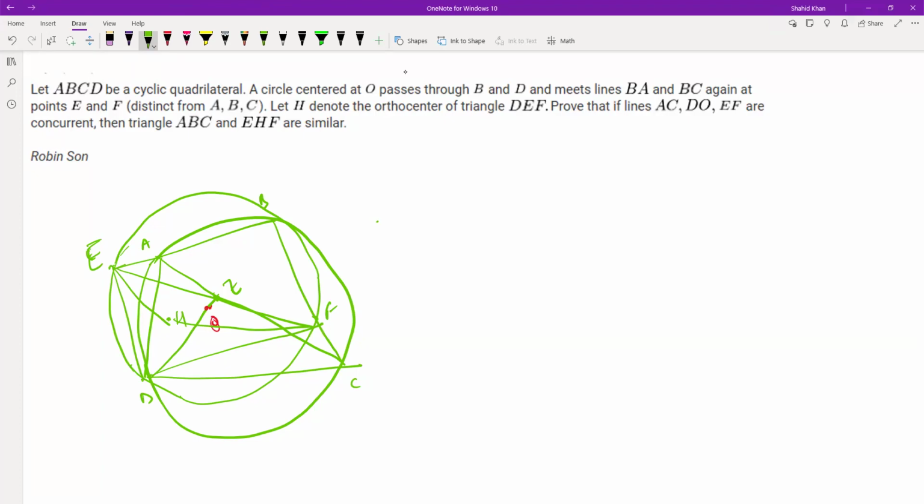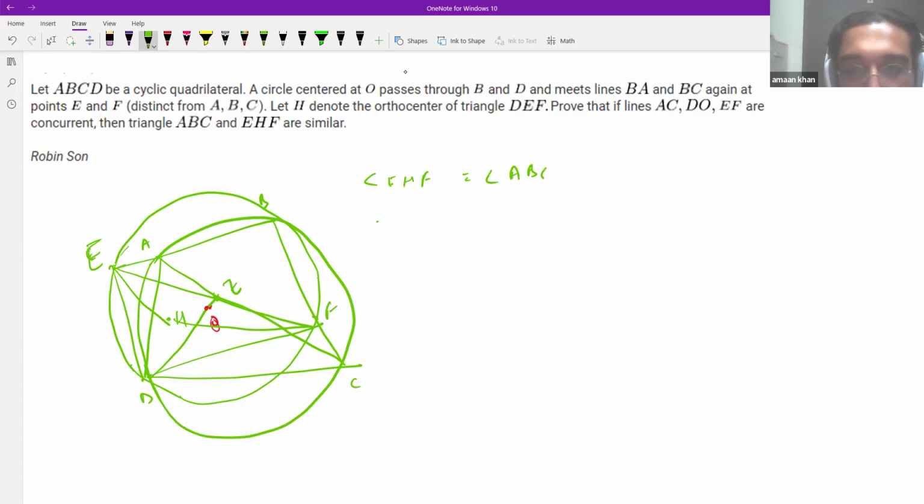Is O the center of the circle here? Yeah, O is the center of the circle, which cuts AB and BC at E and F. What we need to show is three things. Oh, just two things: angle EHF is equal to angle ABC, and one of the other angles, angle EFH, is equal to angle BC.